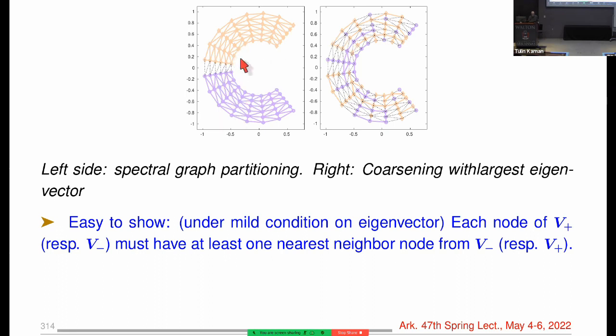And you essentially look at the sign and assign one class to one and the other class to the other. And here, what you get if you use this, this is using the smallest one. Okay, sorry, the opposite. So this was the spectral graph partition. This one uses the Fiedler vector, the second smallest eigenvector, right? And this one is using the largest one. The largest one corresponds to lots of oscillations.